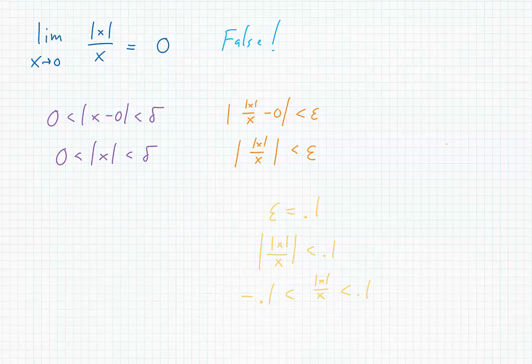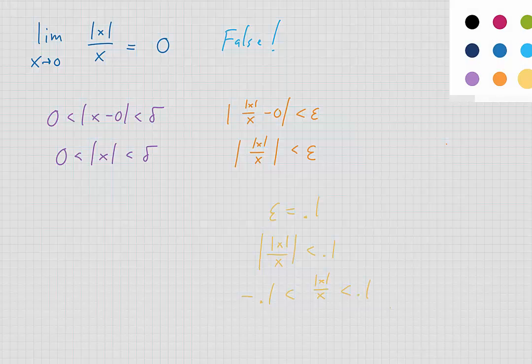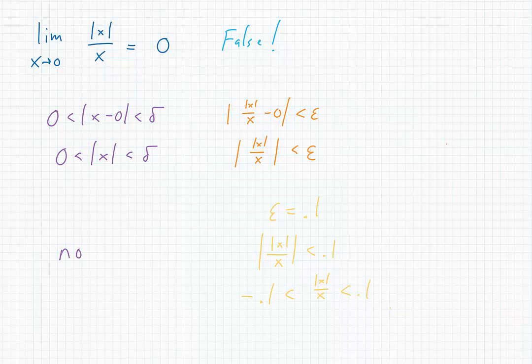But we've seen that the only possible values that this function can take on are exactly negative 1 and exactly positive 1. That is, there's no value of x that we can ever pick that puts us between negative 0.1 and positive 0.1. There is no delta that will ever work. It's impossible to find one. So here's an example of where the Epsilon-Delta definition of a limit, that is this formal definition of a limit, can be used to show that something doesn't work.